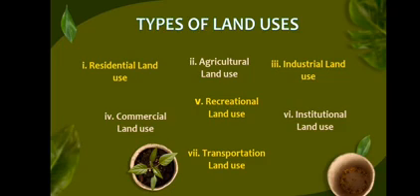The next one is the agricultural land use. It is where we use land for growing and harvesting crops and livestock. Examples are ranches, farms, and pastures, wherein they need a lot of space because livestock needs space to roam and plants need space to grow.